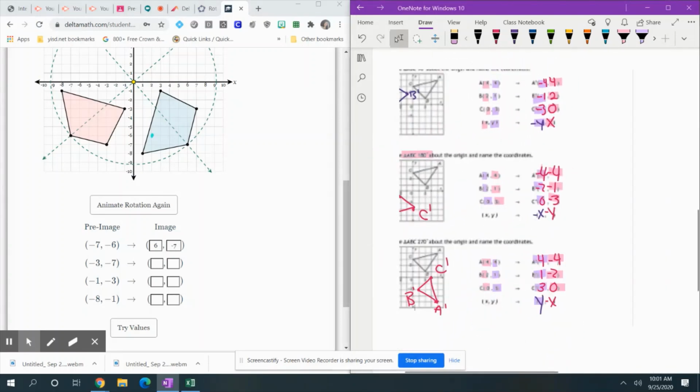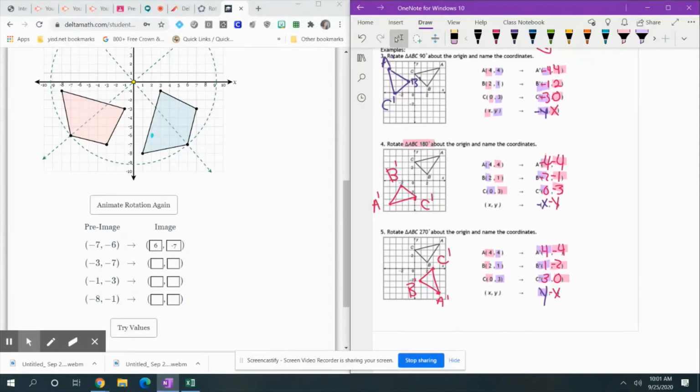Remember when you had, oh, but this one is backwards. It's going 270, but we're going counterclockwise, so we can't use that rule. I don't think we can. Let me see, the x values should stay the same. No, the x value should change signs. Yeah, we can't use that rule because it goes in the opposite direction.